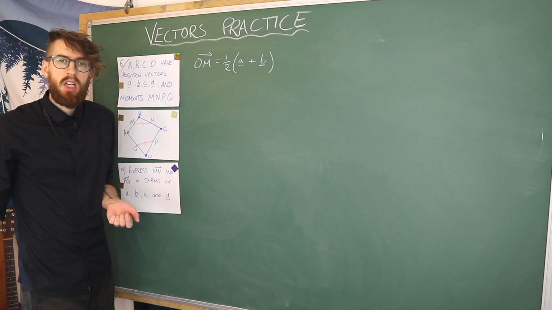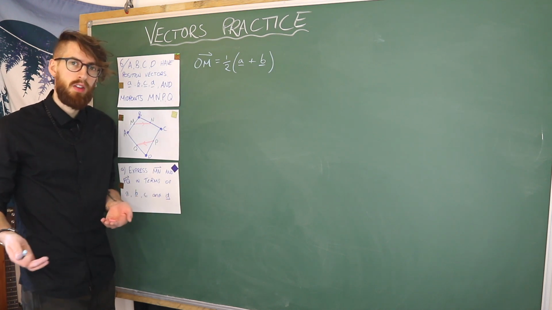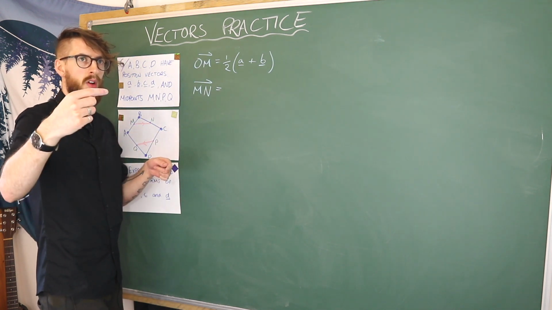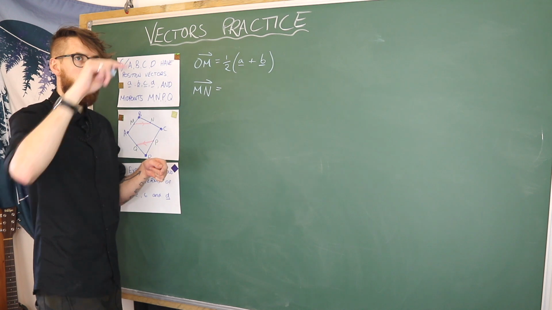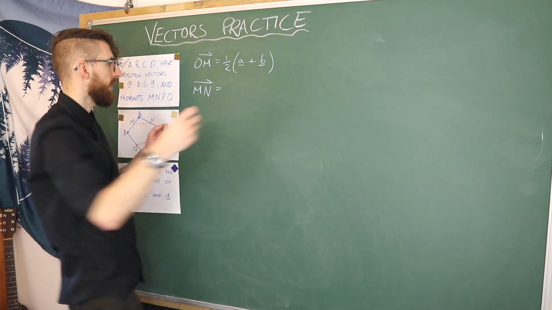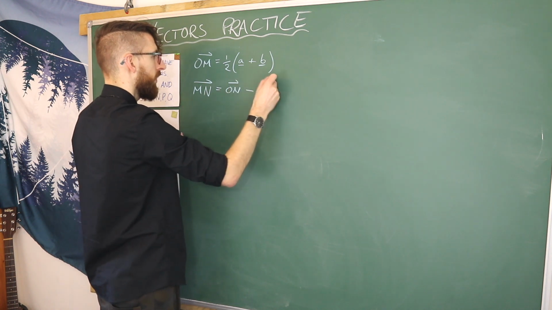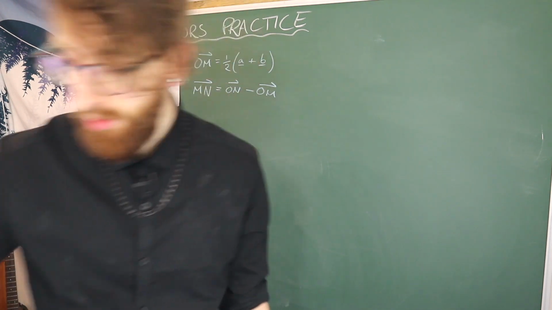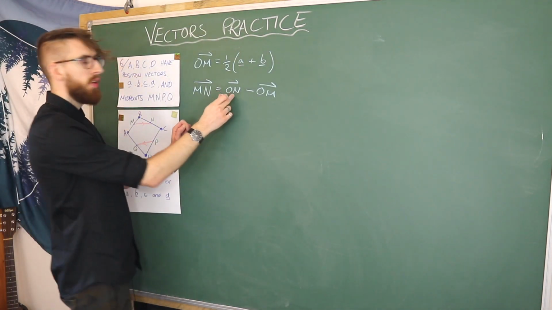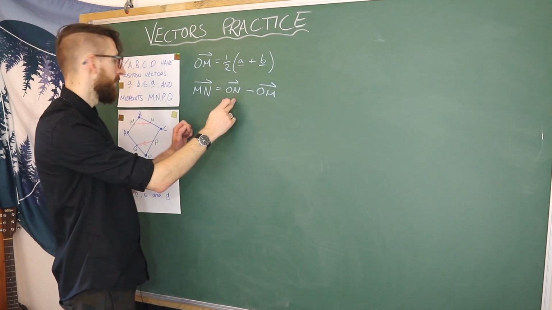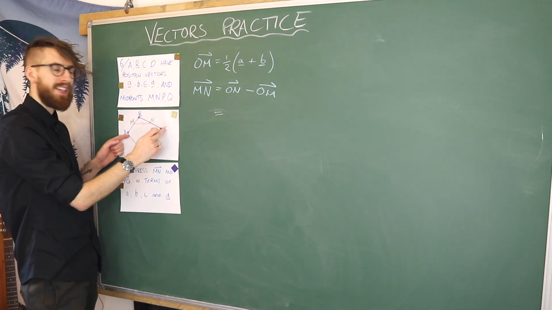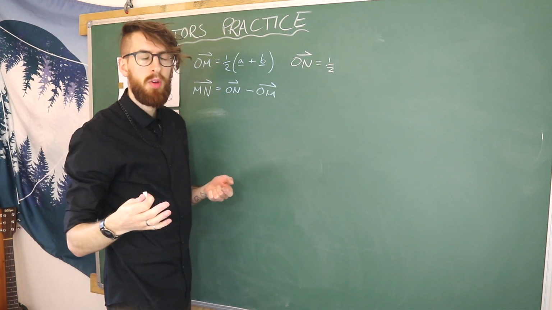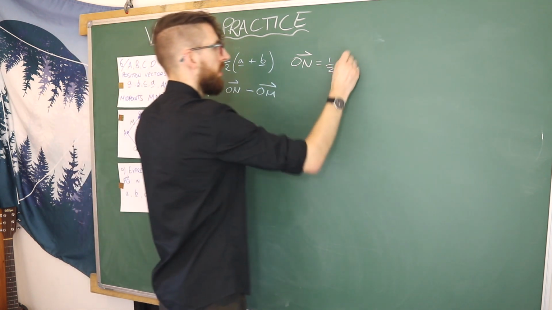Now, what is MN in terms of the position vectors of M and N? Well, it's going from M to N, so we need to go from M down to the origin, then up to N. So that's going to be, oh, that's what it always is. So let's go through this and find the solution. We know that OM is this, but what's ON? So ON is the midpoint between B and C. So we're going to just plop that in there. If it's the midpoint between B and C, we're just going to put B and C in here.